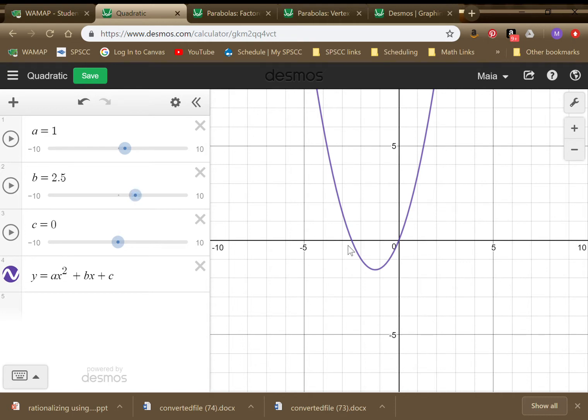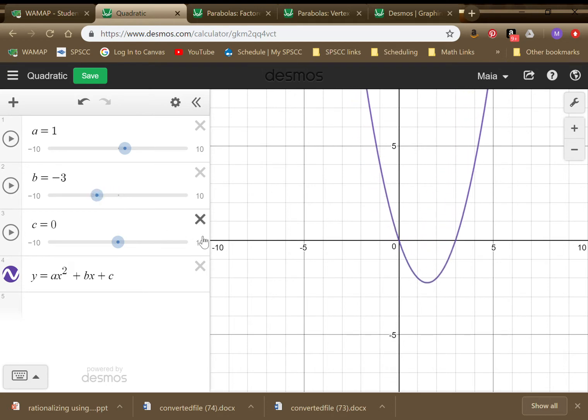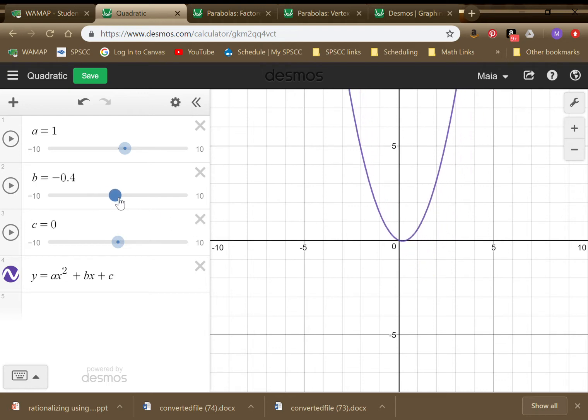So notice positive 2.5, that means we have a sort of steep positive slope when we cross through the axis. If b is negative 3, we have a sort of steep negative slope when we cross the axis. If b is, let's make it like 1/2, maybe, okay, close enough. There we go. You have a shallow positive slope where you cross the axis. So that's one way to think about it.